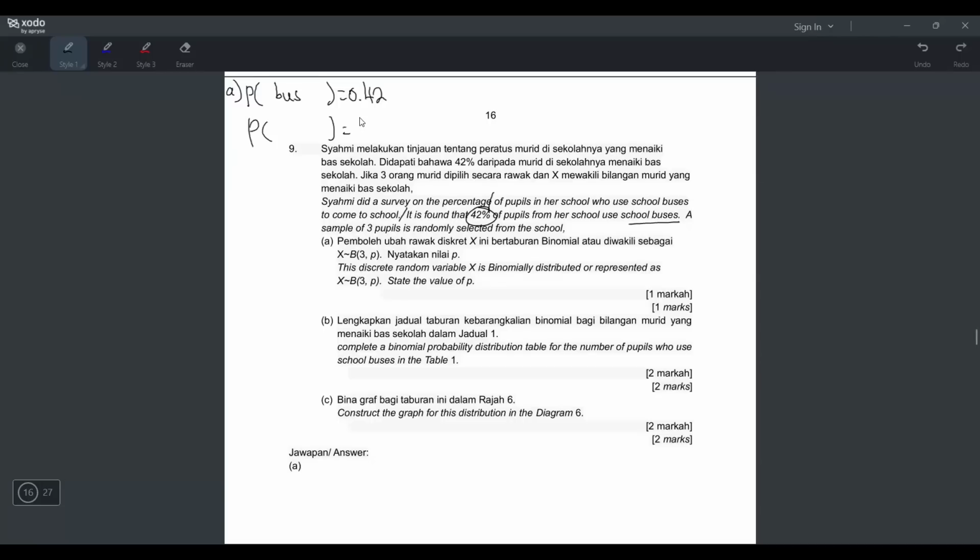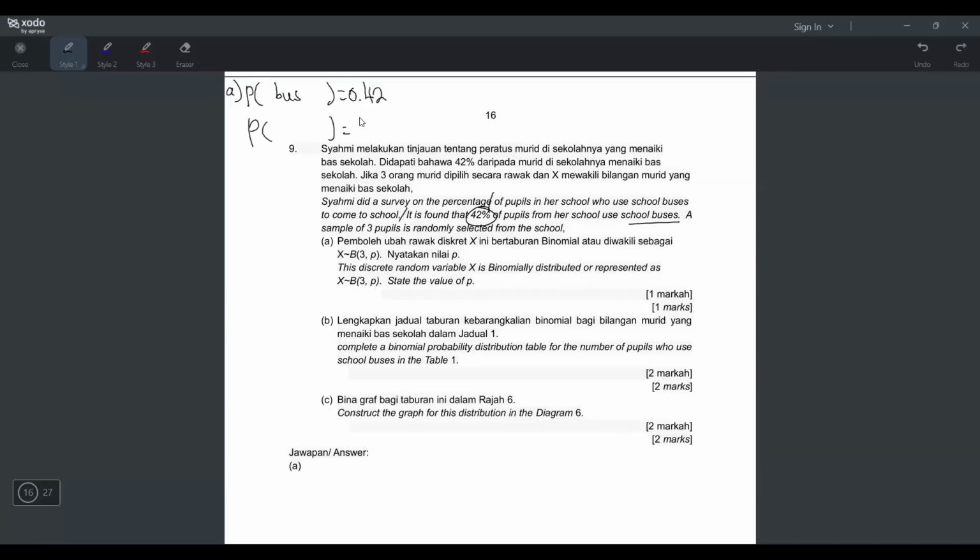So I need you all to have one habit. You kena biasa buat macam ni. Kalau dia bagi probability, terus cari the other one. Even if the question never ask, also just do it. Just do it. It's good, right? It's good to have this habit. So please make sure you do it. Every time they give you probability, just find the other one. Even if the question never asked, just do it.